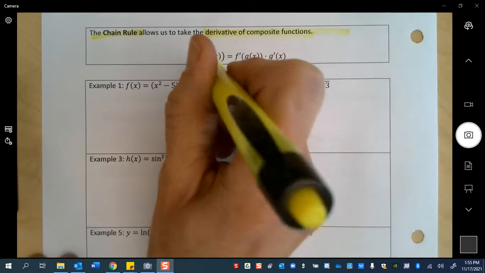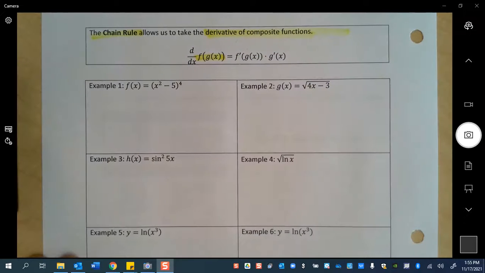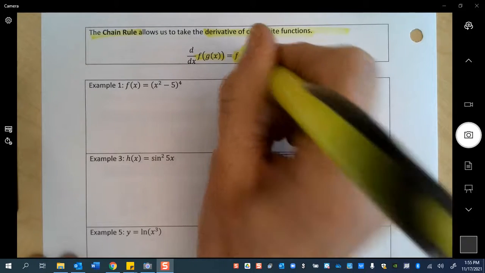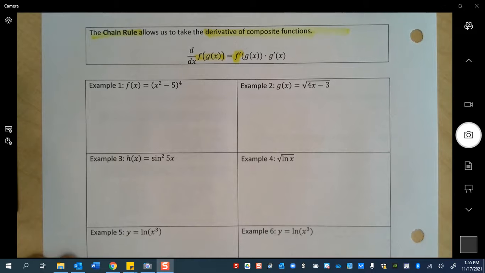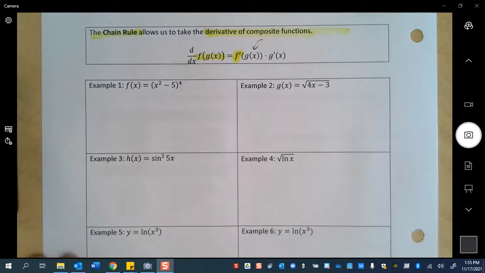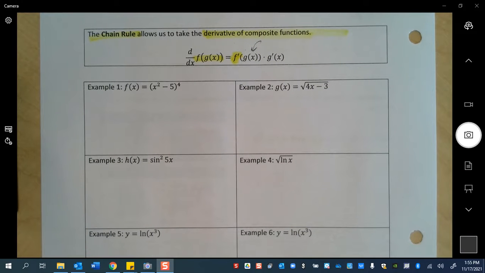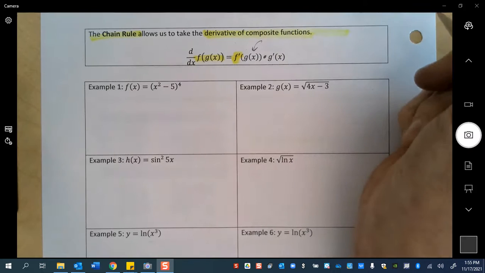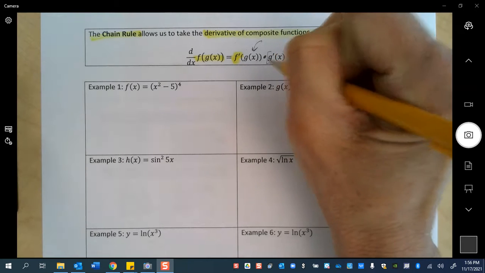When I have the derivative of a composite function, I'm going to take the derivative of the outside or the parent function, and then I'm just rewriting the inside function, not doing any math, not changing it, not taking the derivative, just rewriting that very same function. Then it's going to be multiplied by the derivative of the second function.